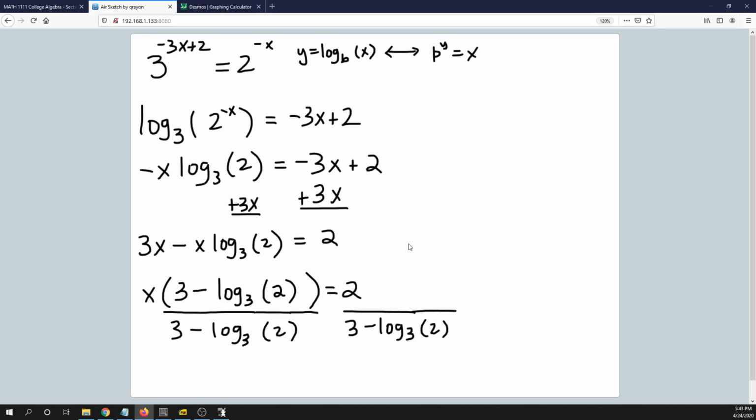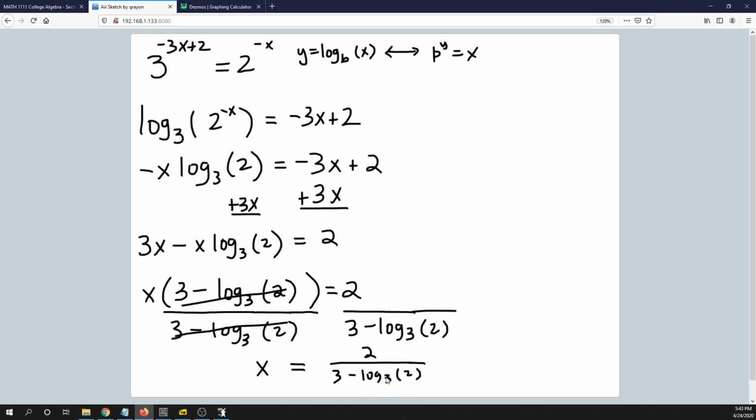Okay, so my final answer here is, right, these terms over here cancel each other out. And I'm left with x equals 2 over 3 minus log base 3 of 2. Okay, so there we go.